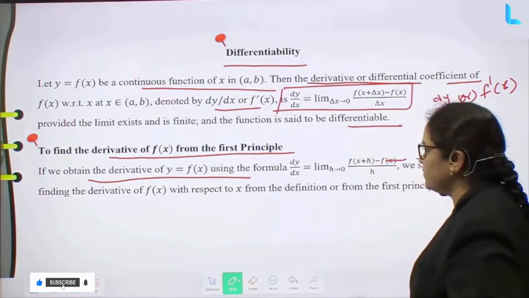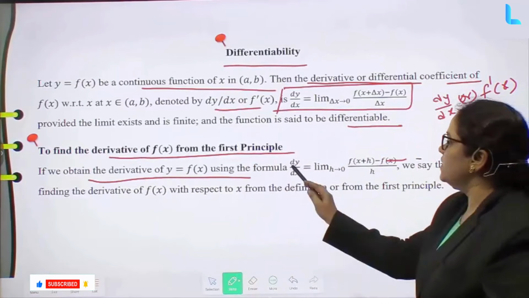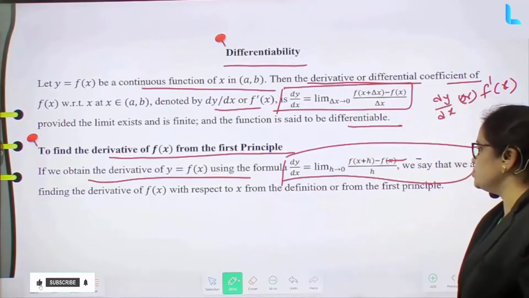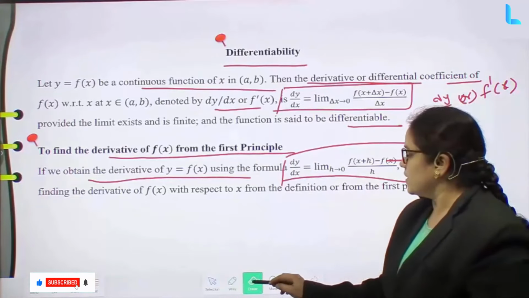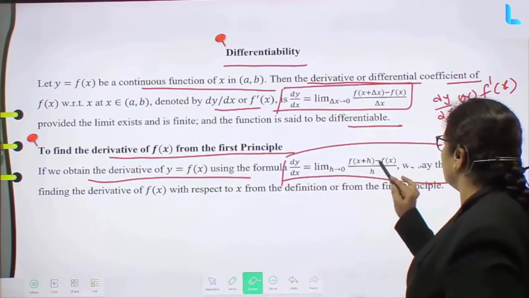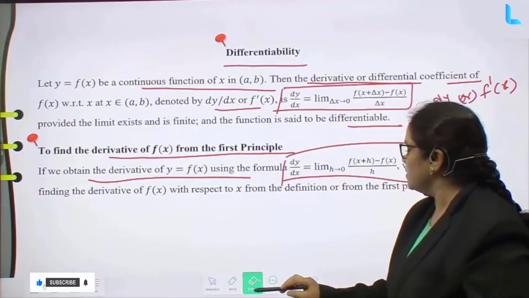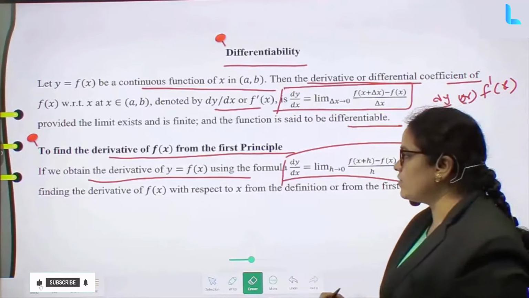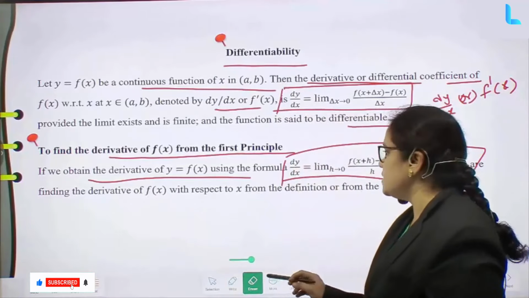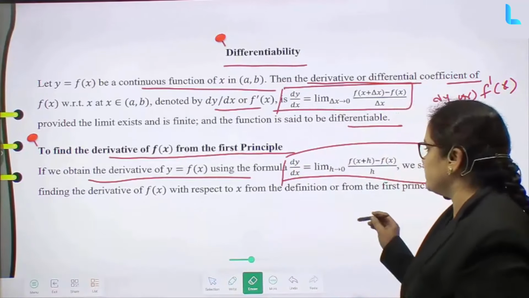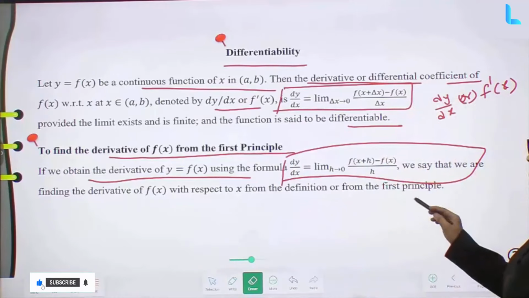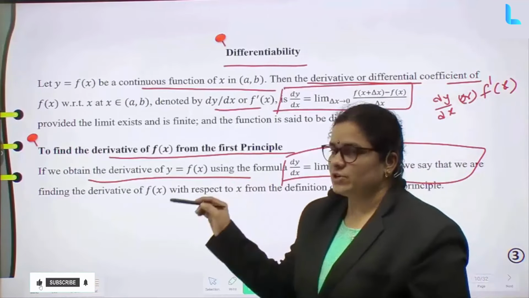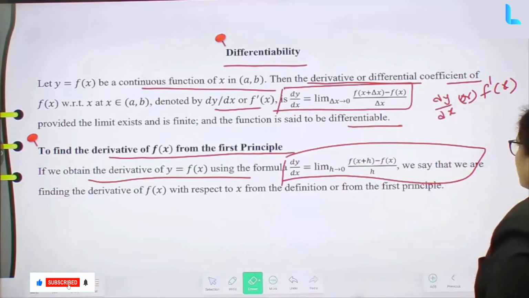To find the derivative of f(x) from the first principle, if you obtain the derivative of y equal to f(x) using the formula dy by dx equal to limit h approaches 0 of f(x plus h) minus f(x) by h, we say that we are finding the derivative of f(x) with respect to x from the first principle. So this is the first principle of the derivative of f(x).